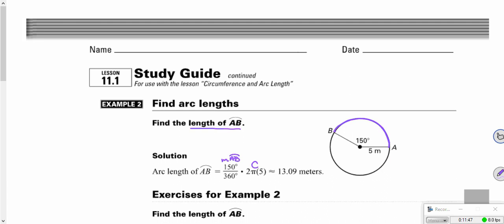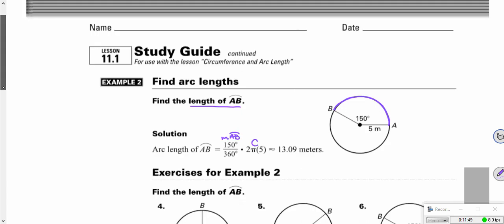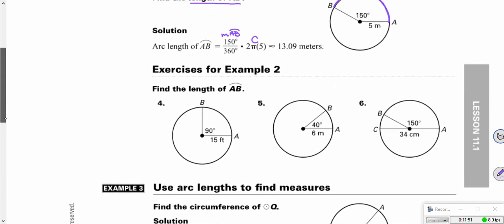Now let's look at some of these on our own. Find the length of AB. Well, this one goes hand in hand with the little example I showed you for the arc length corollary on the front page, but 90 degrees. So again, we are taking our ratio of our arc length times the circumference. Let me just write that.